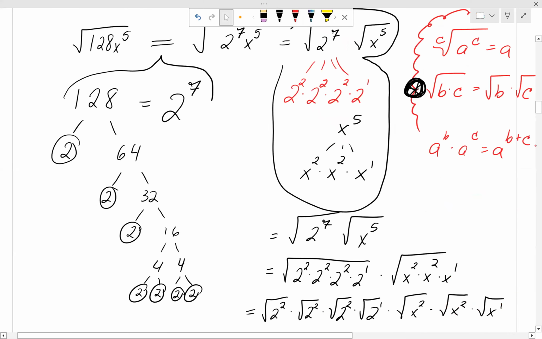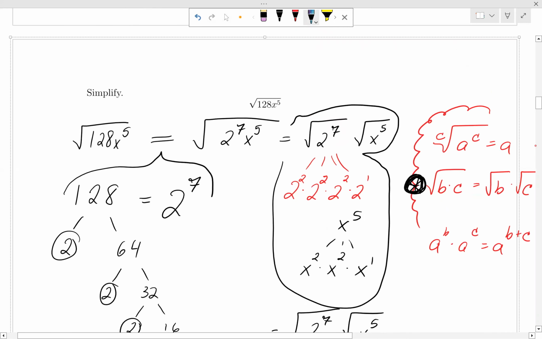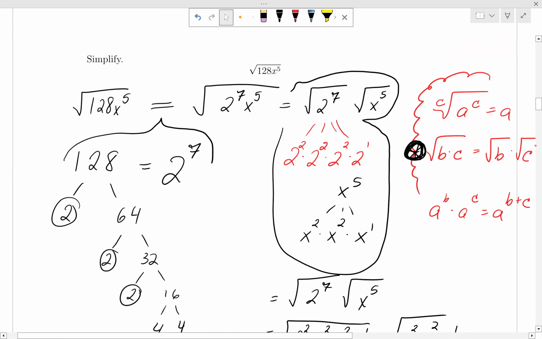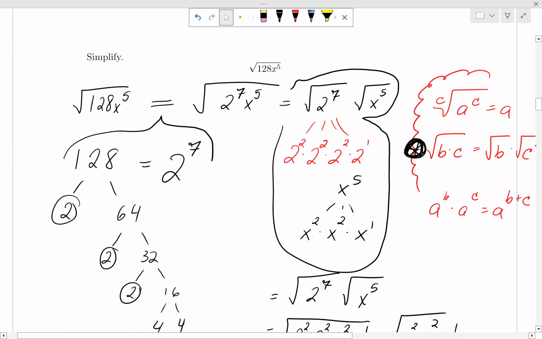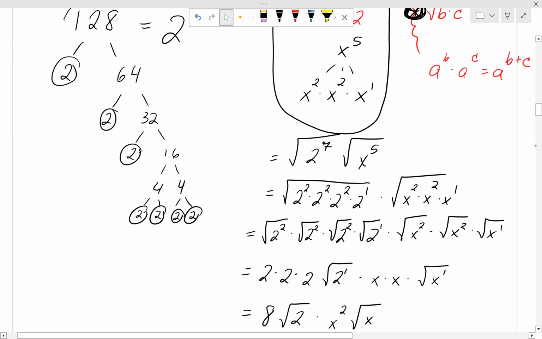So what we did was, if we have a number here, like right here we had 128, we try and factor that into multiples of something squared so that the square root and the squared will cancel each other out. That's our goal for these: we're trying to cancel out some stuff using the square roots and the squares.